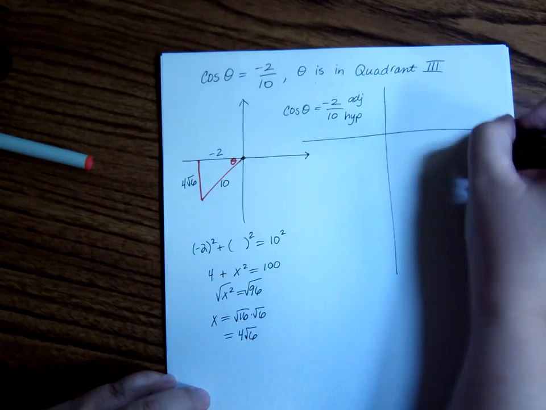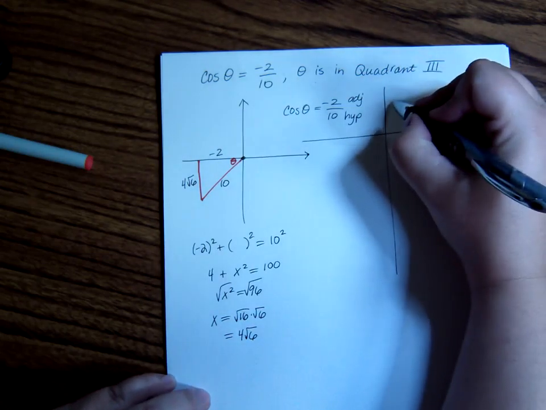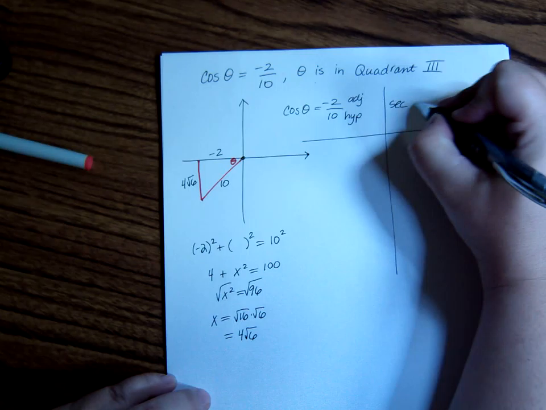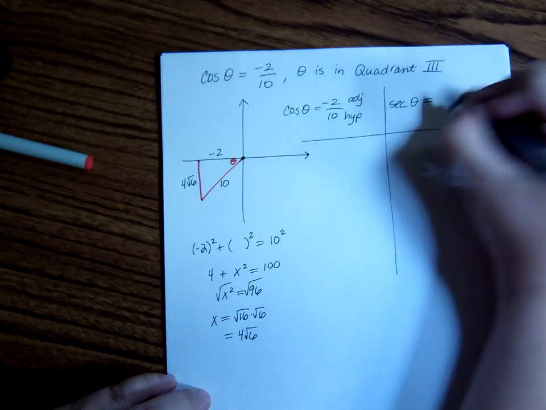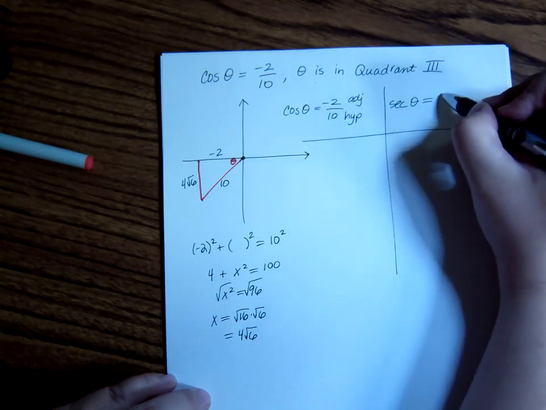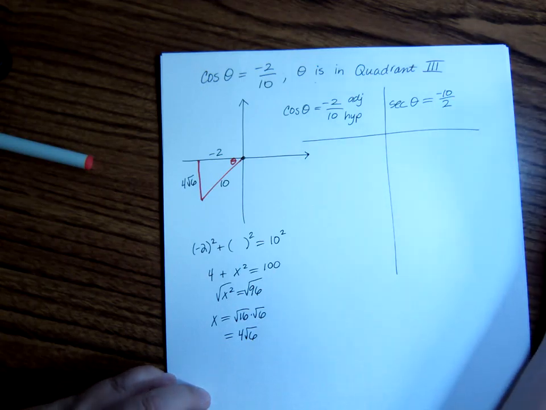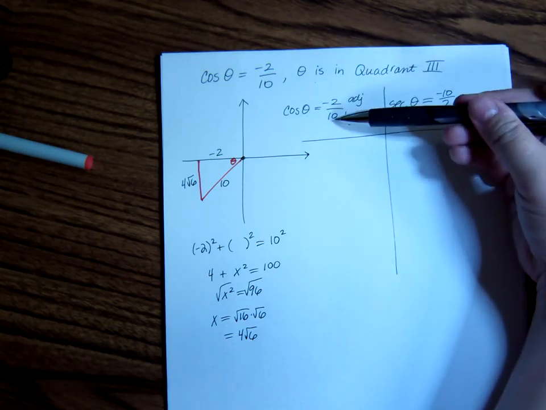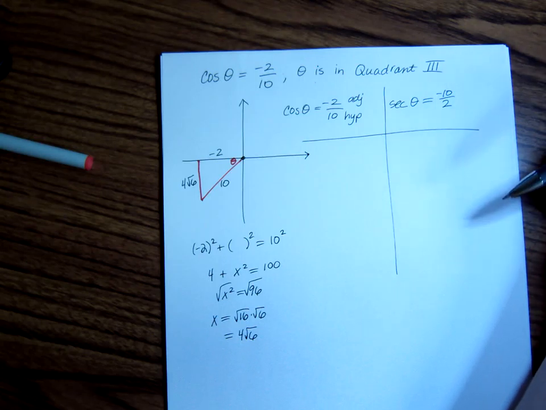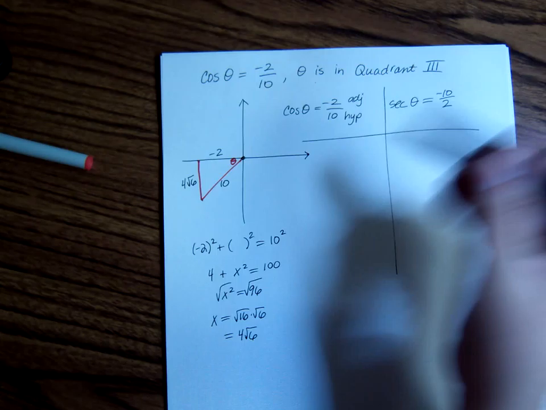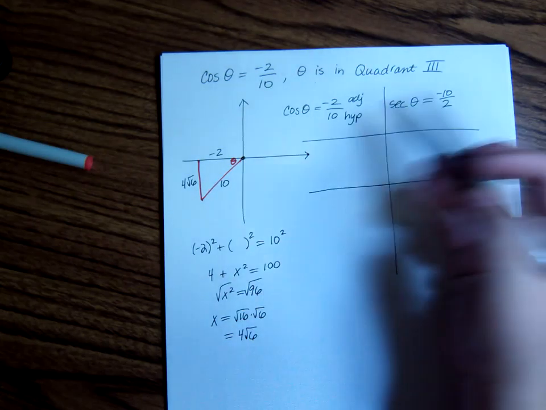Okay, so secant is the reciprocal of cosine. So we already know if this is -2/10, that that's -10/2. And we can reduce it, it's fine. This could be -1/5 and this could be -5. You probably would not have one that needs to be reduced, not at the beginning, okay, because that was our original problem.